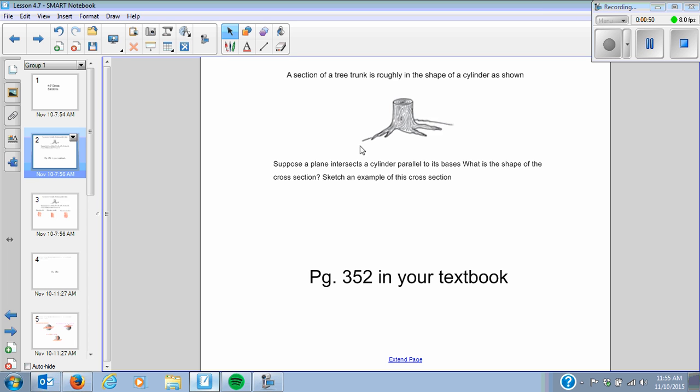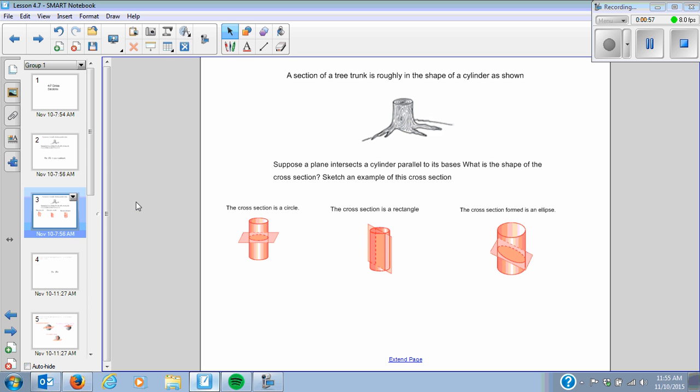So we're actually going to do a couple different cross sections just to show you the parallel one, and we're going to do some extra ones. So the cross section that is parallel to its base would be this one. Okay, so this is the one that's answering this question. And if you see the slice right there, hopefully you can see this little circle that's being made. So the cross section would be a circle.